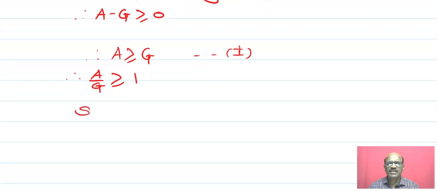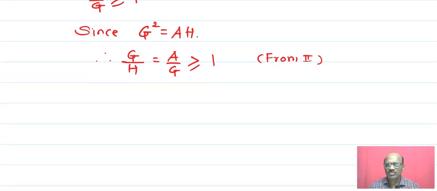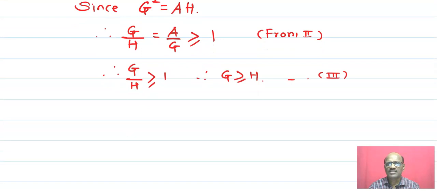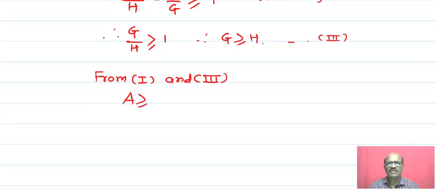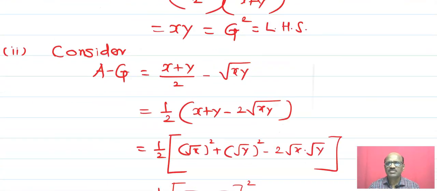Now, A upon G is greater than or equal to 1, since G square is equal to AH. Therefore, we can write it like this: G upon H is equal to A upon G, which is greater than or equal to 1 from the second. Therefore, G upon H is greater than or equal to 1, so G is greater than or equal to H, from the third. Therefore, from first and third, A is greater than or equal to G, G is greater than or equal to H, and hence it is proved.